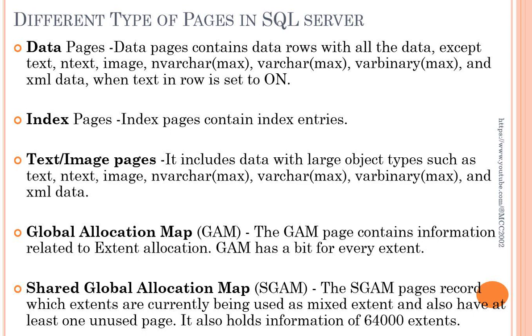So, different types of pages in SQL Server. So, a data page contains data rows with all the data types except text, ntext, image, varchar(max), varbinary(max), and XML data when text in row is set on.